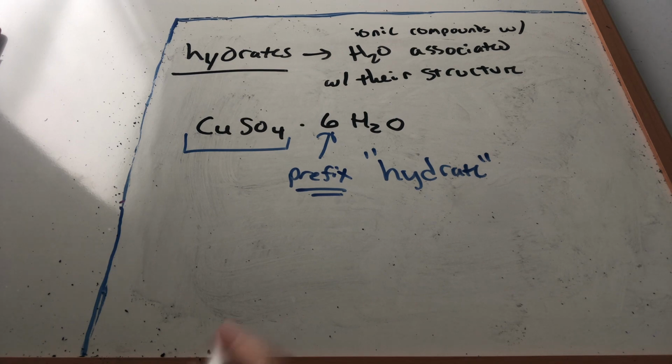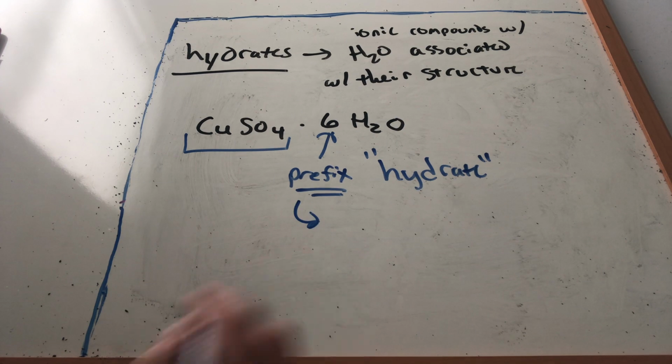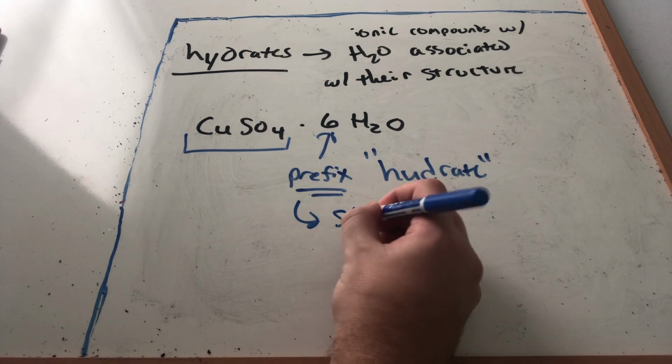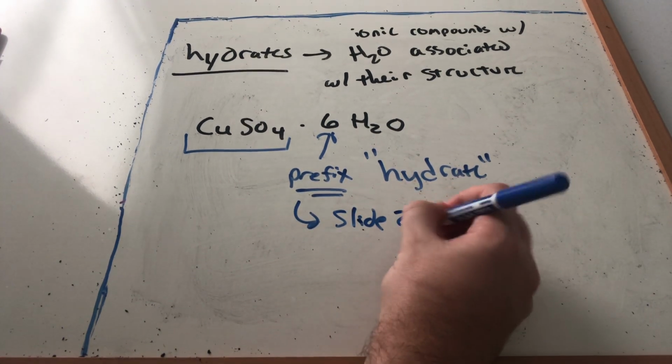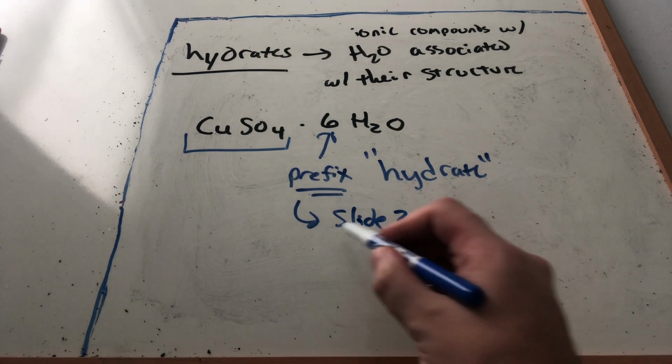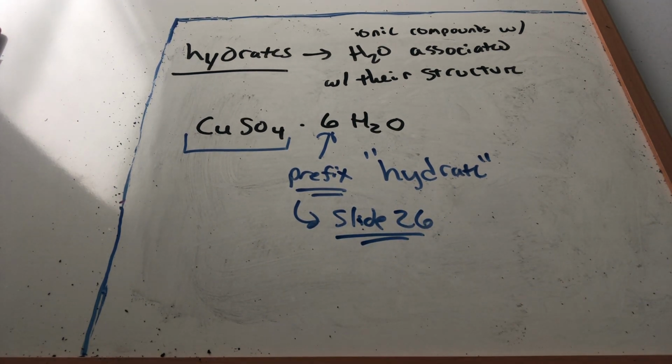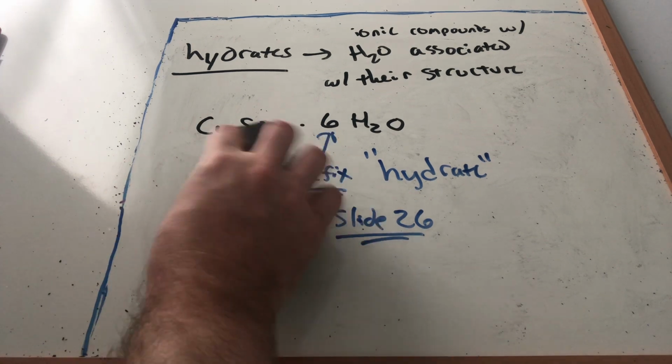So what do I mean by prefix here? We're going to use Greek prefixes, and you'll find them in slide 26 of PowerPoint 2. So 1 is mono, 2 is di, 3 is tri, etc. Things you might know already, but I included a slide in case you don't, or in case you need those memorization steps to get them back into your head. All right, so let's name this hydrate.